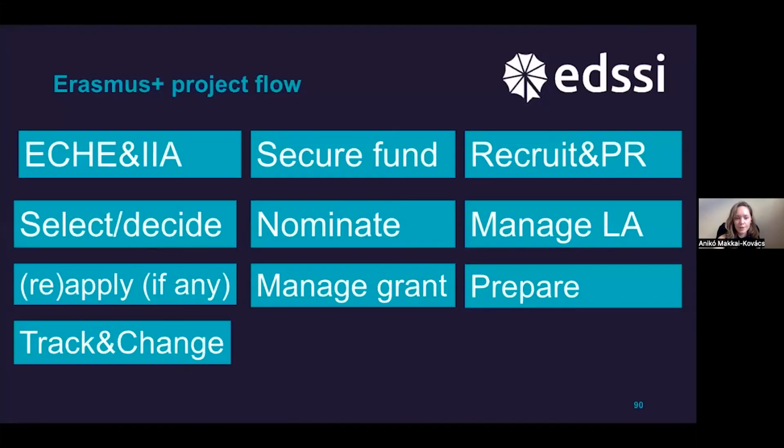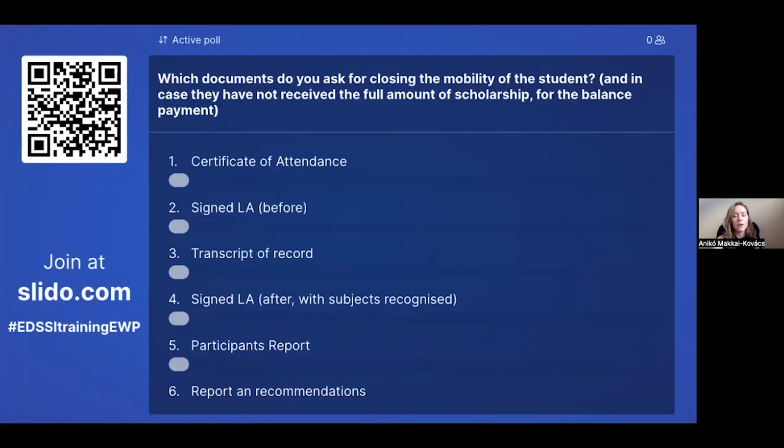Thank you. So here is the next step, right? During the mobility, we track the students and make sure that the changes in the learning agreement are done and the learning agreement is signed, correct? So let's see the next step. Which documents do you ask for closing the mobility of the students? I'm curious. And in case they did not receive the full amount of scholarship, I assume for the balance of the payment, are you asking for the certificate of attendance?